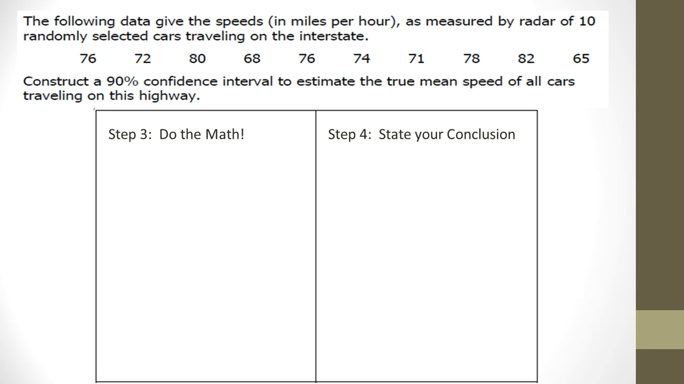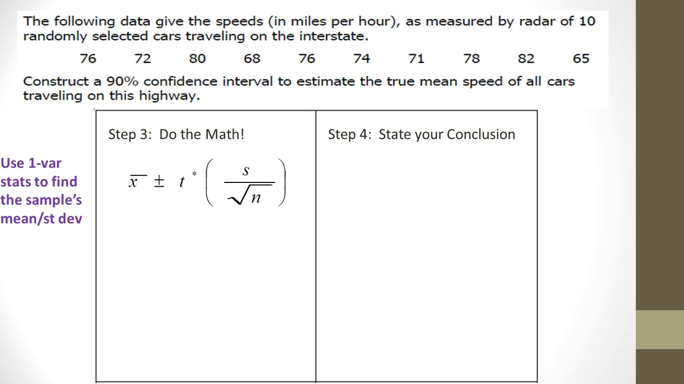Step number 3, I need to do some math. So looking at my equation, I need to find my x bar and my s. So I'm going to use 1var stats to find the sample's mean and the sample's standard deviation, sx. T star comes from the table on page 8, and then the sample size is 10. So x bar from 1var stats is 74.2. T star, I'm going to look at line 9 for 90% confidence is 1.833. S is 5.308 from 1var stats, and 10 is the sample size.